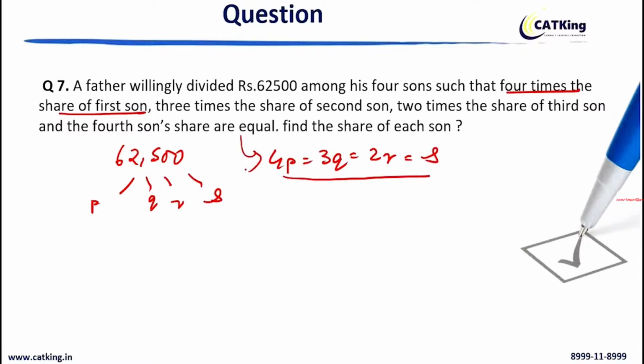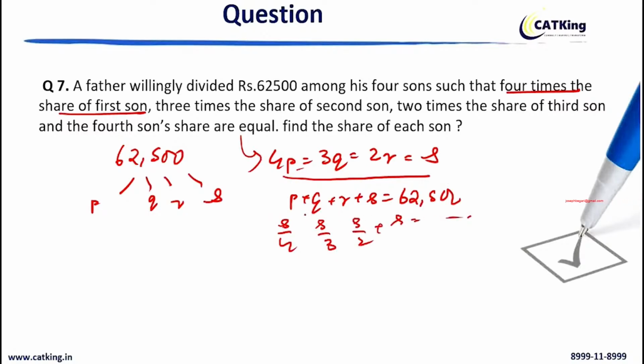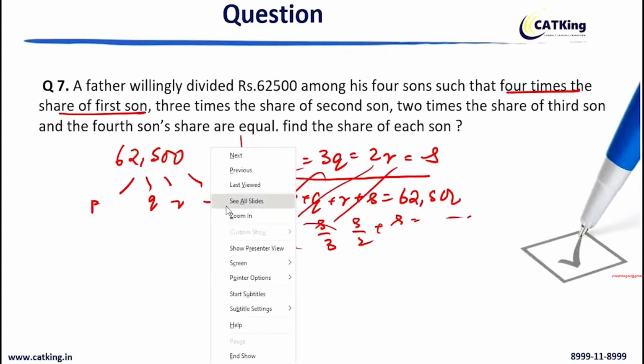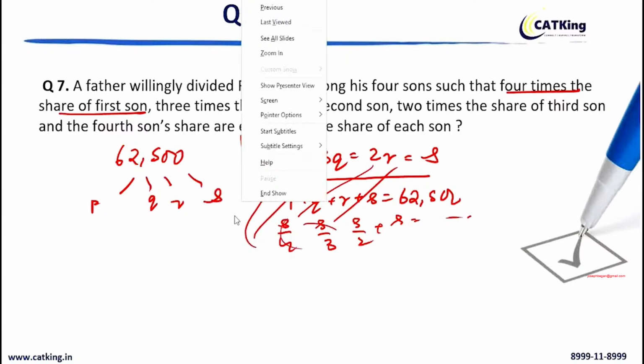So what is the conventional method? That P plus Q plus R plus S equal to 62,500. Convert everything to S. P is S by 4, Q is S by 3, R is S by 2, plus S equal to 62,500. Find the value of S and then find other values. This is the conventional method, lengthy method, correct? Now let's have a look at the unconventional method. I hope you got this method, pretty simple, right?